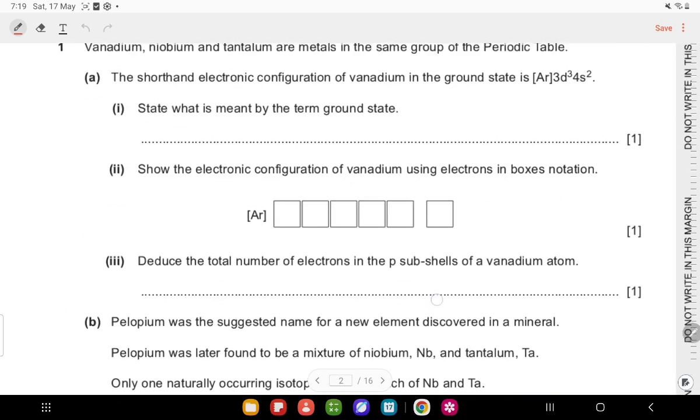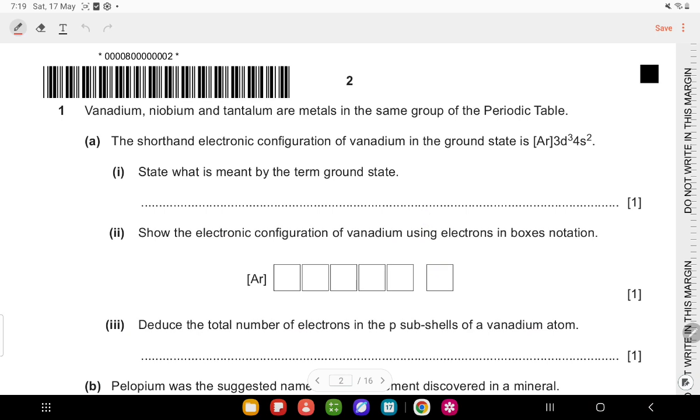Question number 1. Vanadium, niobium and tantalum are metals in the same group of the periodic table. The shorthand electronic configuration of vanadium in the ground state is [Ar] 3d3 4s2. State what is meant by the term ground state. Ground state means lowest energy level.